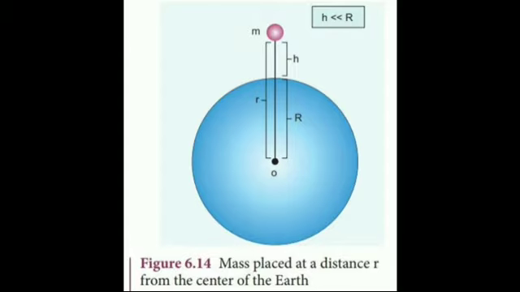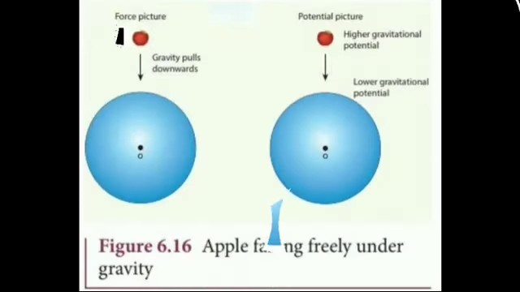Here r is equal to R_E plus h, where capital R_E is the radius of the Earth and h is the height above the Earth's surface. So U, the potential energy, is equal to minus capital G M_E m by R_E plus h. So R_E is the Earth's radius, h is the height, and G is the gravitational constant. Then for a mass m on the Earth's surface, the next topic is gravitational potential.